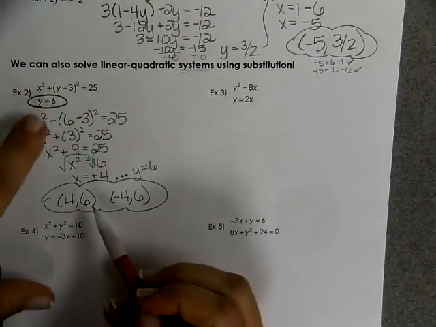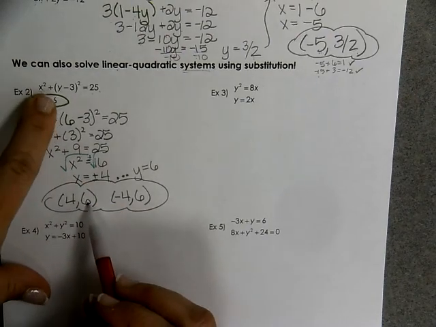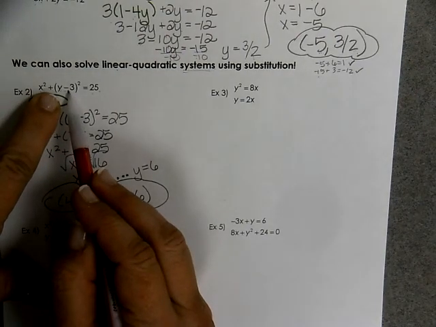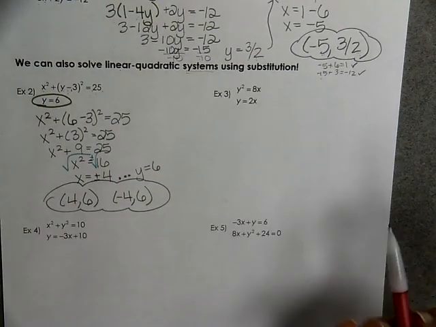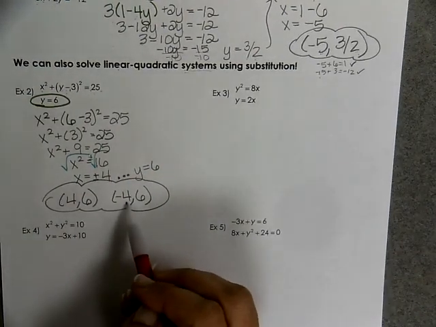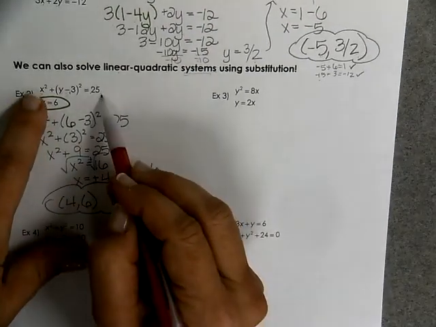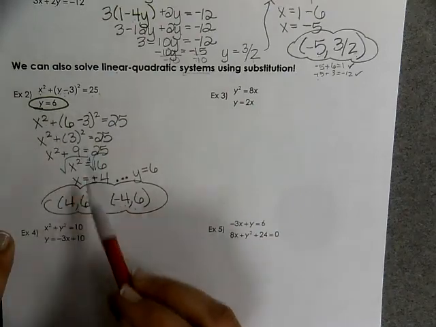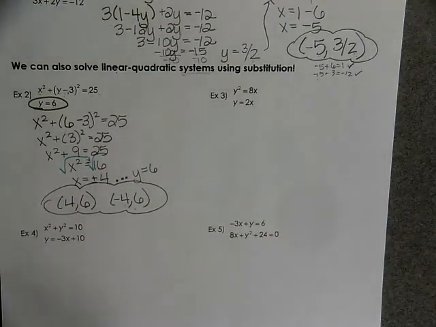And if you substituted those values in here, 4 squared is 16. 6 minus 3 is 3. 3 squared is 9. 16 plus 9 is 25. Same thing would happen if we took negative 4 and substituted it in. So these both work in the first equation and obviously in the second equation since y equals 6. And those are your two solutions.